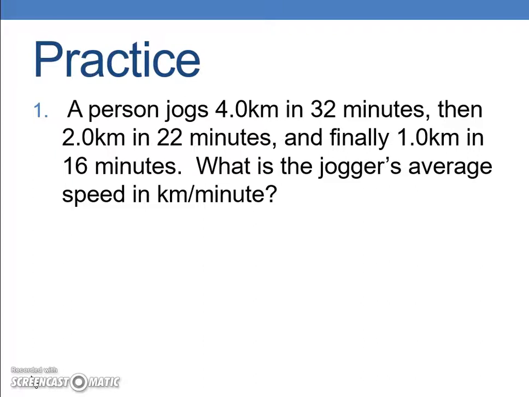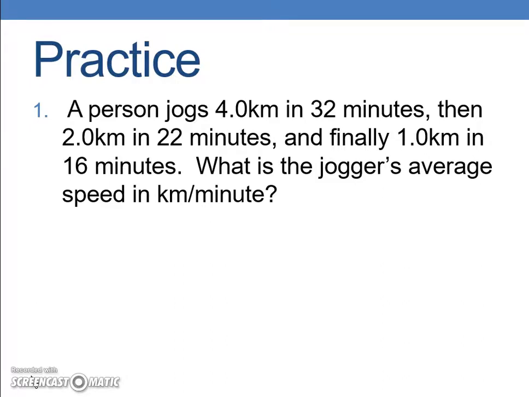4 kilometers plus 2 kilometers plus 1 kilometer. 4 plus 2 is 6, plus 1 more, 7 kilometers. So 7 goes in the numerator, up top. Then we need to add our minutes. 32 minutes plus 22 minutes gets us to 54. Then we need to add 16. Once we add 16, you should have 70 minutes.